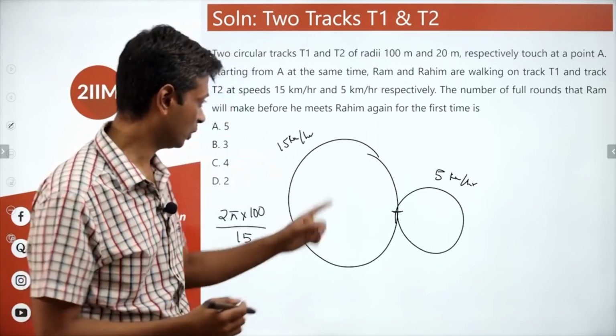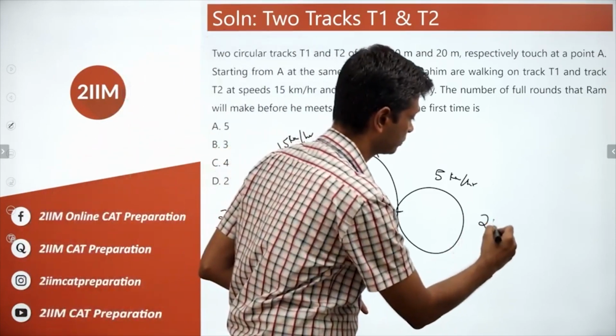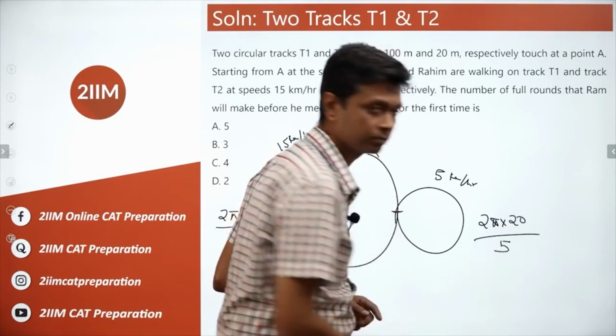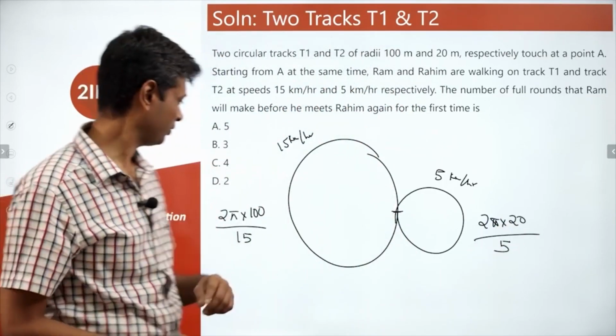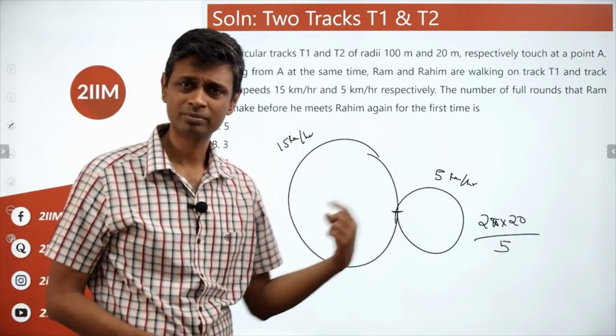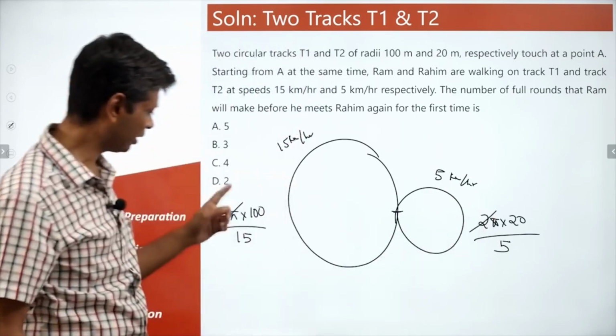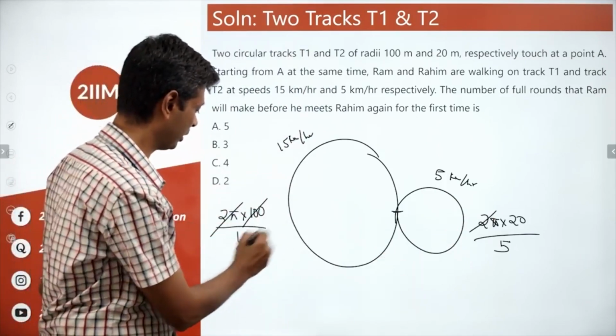Right? This one is 2 pi into 20 by 5. Now, what we are trying to do is compare these two. The 2 pi gets knocked off. This is 100 by 15. Let's knock it off. This is 20 by 3.